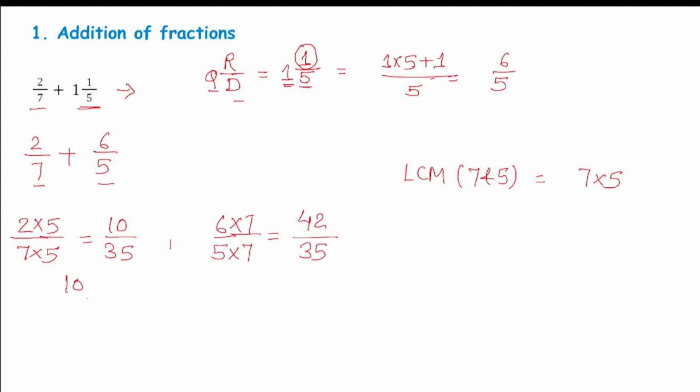So 10 over 35 plus 42 over 35. So now take the LCM, which is 35. 10 plus 42 is 52 over 35. So this is our answer.